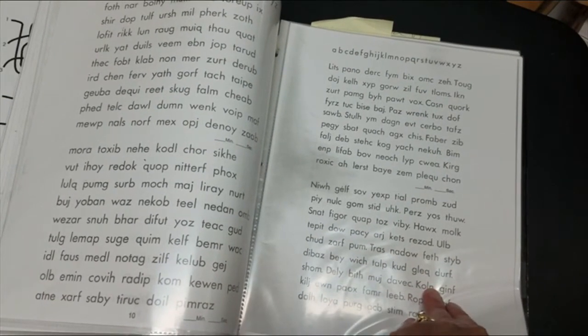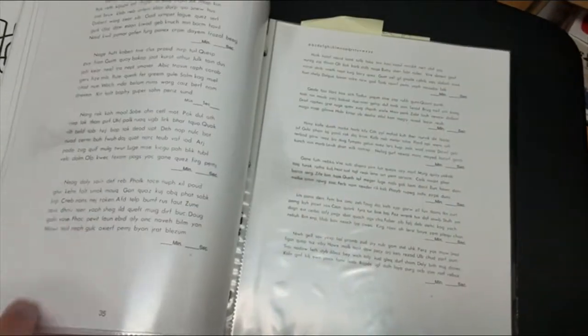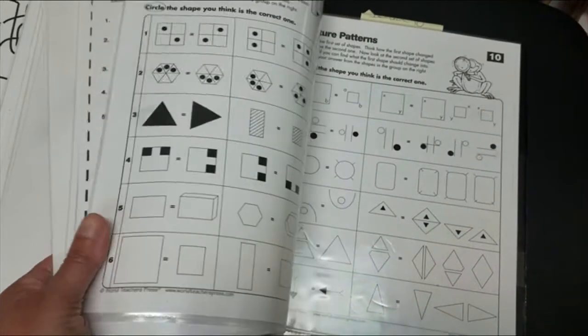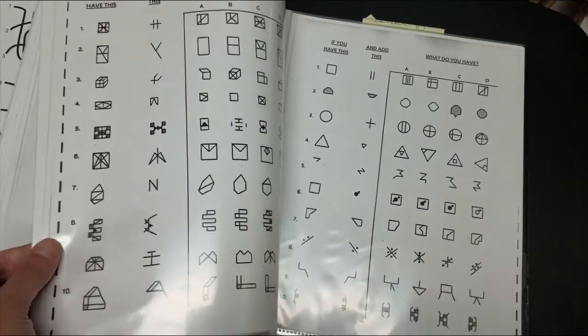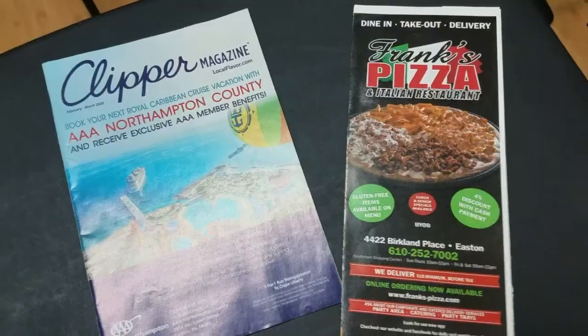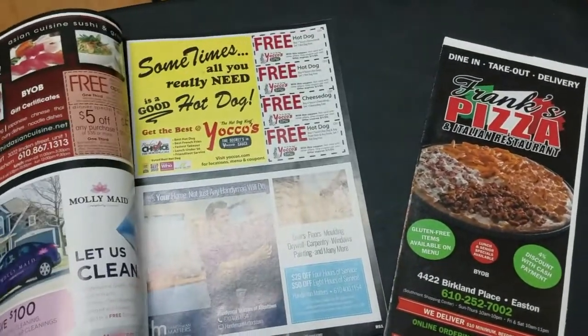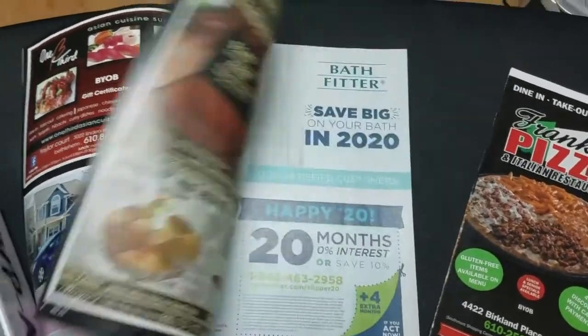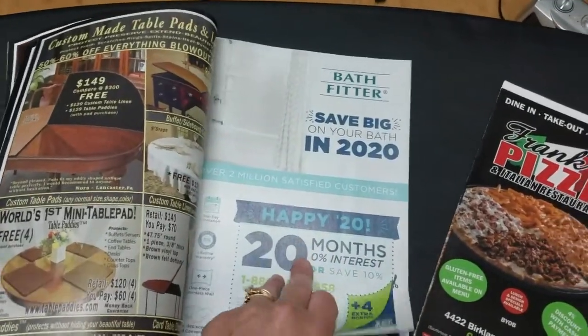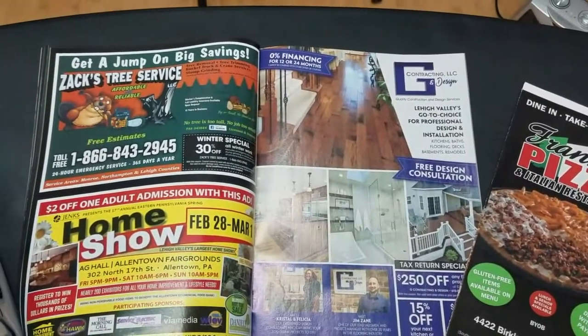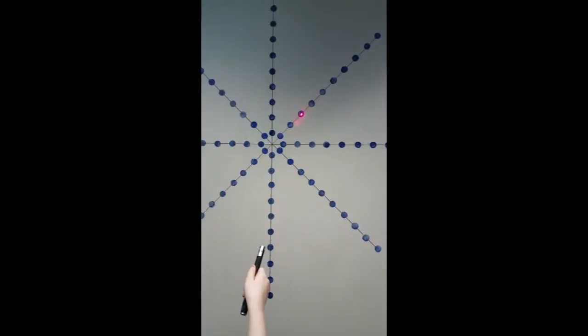You might have the Ann Arbor pages, which work on saccades and sequential organization and cognition. You may also have some visual information processing worksheets that look on visual closure or pattern recognition. Because we're working on functional vision, I like to use these free magazines that come in the mail, or you can use a menu and use it for saccades and figure ground and cognition as well.